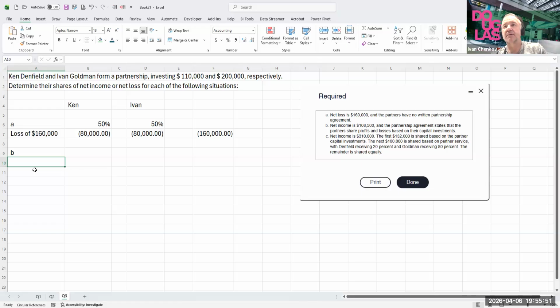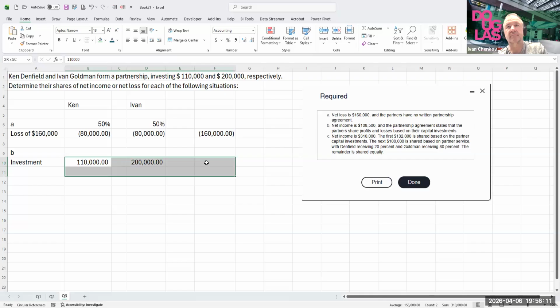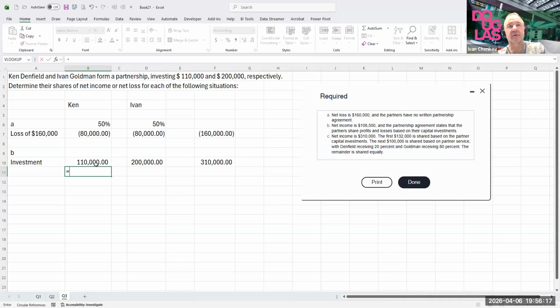And the partnership agreement states that the partners share profit based on their capital investments. So investment: how much did they invest? Ken's investment is 110, and Ivan invested 200,000. How much is the total investment? 310. Based on the total investment, what's the share of Ken? Share of Ken is 35%. Let's make it a percentage. And the share of Ivan is whatever is left of 100, should be 65%.